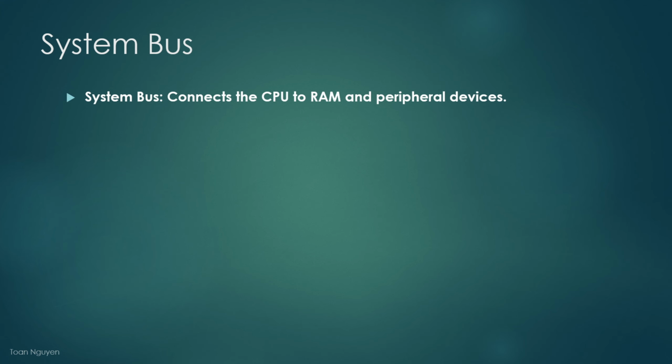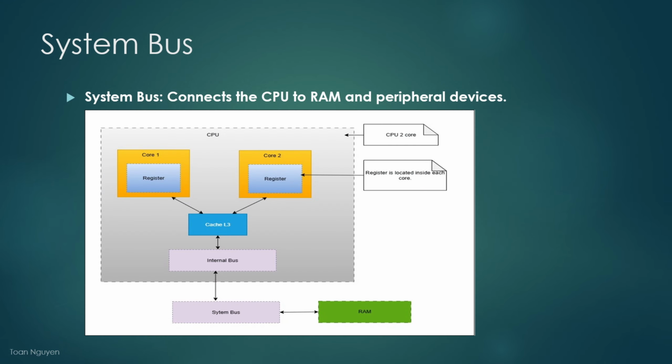Next is the system bus, which connects the CPU, RAM, and external devices. The system bus connects the CPU to RAM and other peripheral devices.